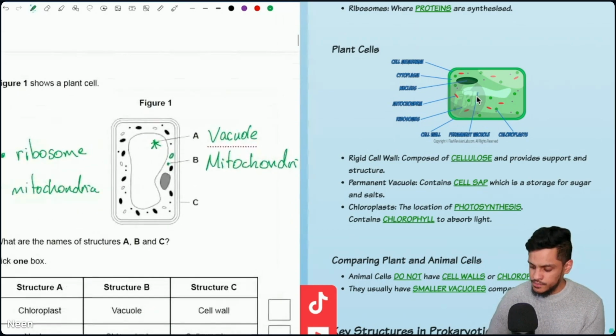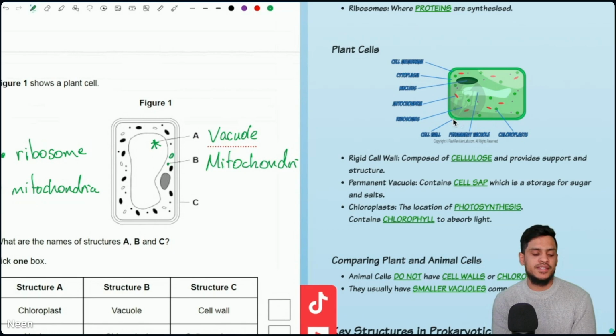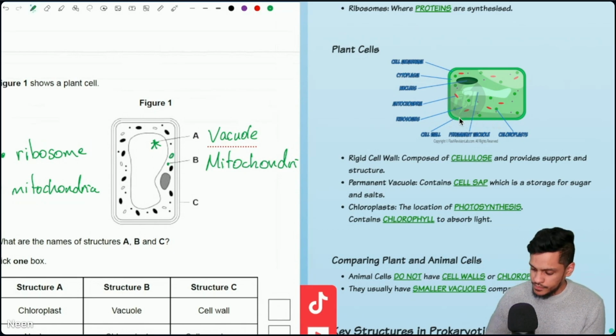Then C, that's the very outside. The very outside, if we look at this diagram here, the very outside is the cell wall. The inside bit is the cell membrane. So the cell membrane would be this bit here. The outer part would be the cell wall. So yeah, well done. Cell wall would be the answer for that.